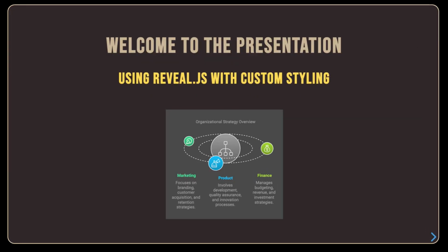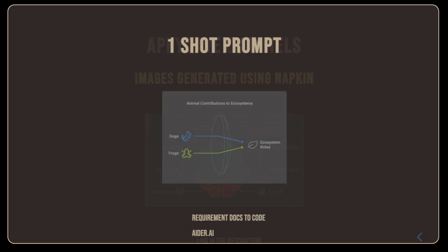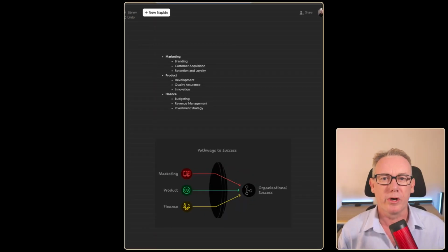And here's our presentation using Reveal.js and Napkin.AI for image generation. And all of this was with a one-shot prompt using Aider.AI. Now in this video, I'm going to use GPT-4 Canvas just to do a little bit of Q&A and write a requirements document. And then I'm going to feed that requirements document into Aider to produce the application. Now let's have a look at the problem I'm trying to solve.